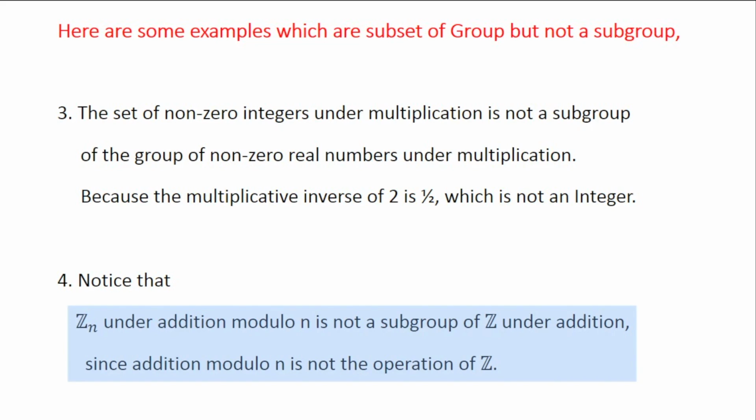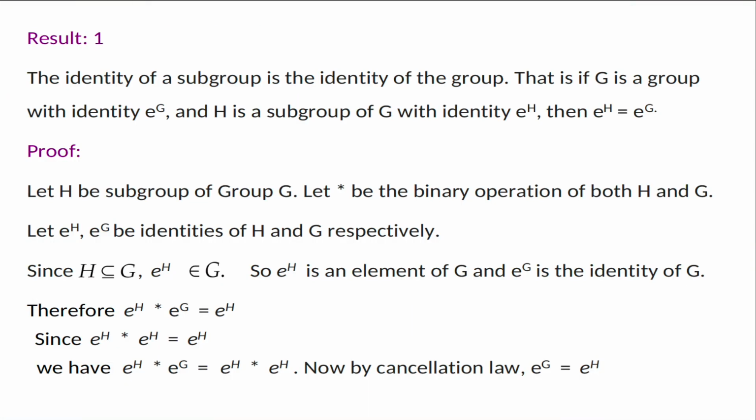In the last module, we learned that the identity of a group is unique. If it is unique, then what will be the identity of a subgroup? Let us see the first result. The identity of a subgroup is the identity of the group. That is, if G is a group with identity e and H is a subgroup of G with identity e_H, then e_H is equal to e.